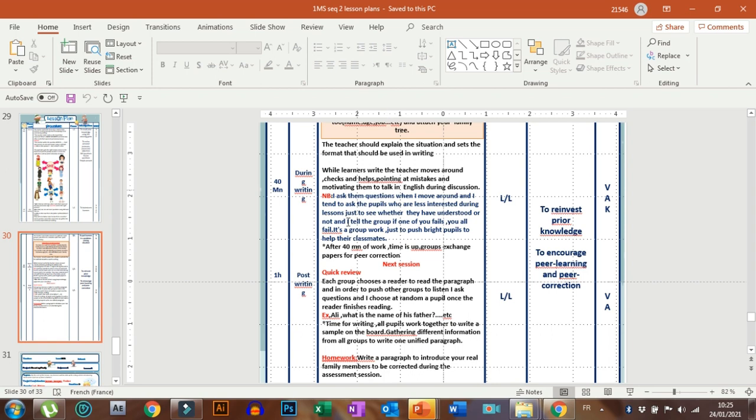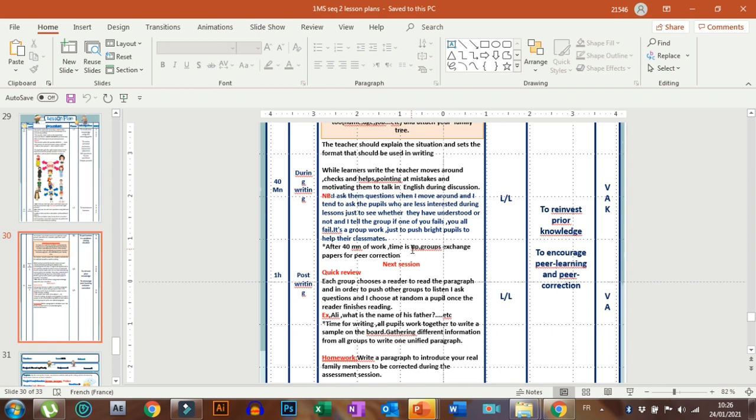Of course, the first session will be just about writing. Learners will try to write. Once they finish, they can exchange papers for peer correction for about 5 minutes or so. They check mistakes, they highlight mistakes, of course, under your supervision.